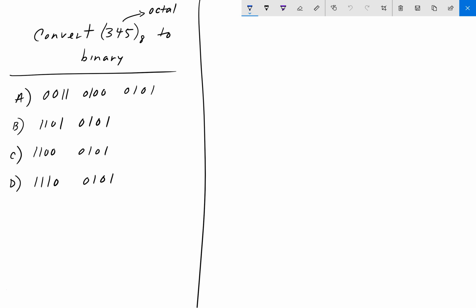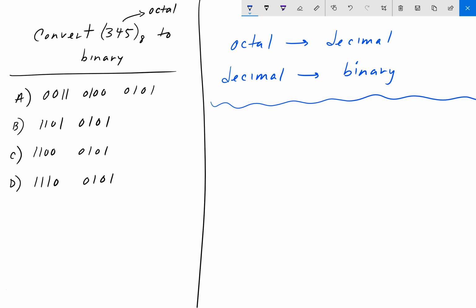And the way you can go about doing this is converting from octal first to decimal, and then from decimal over to binary. There is a way to go from octal directly to binary, but I recommend doing it this way. I mean, it does take some time, but if you're careful, you can get the right answer here.